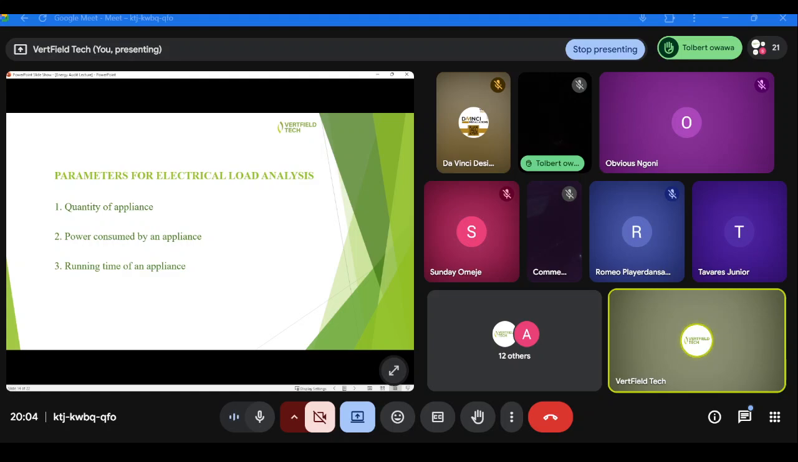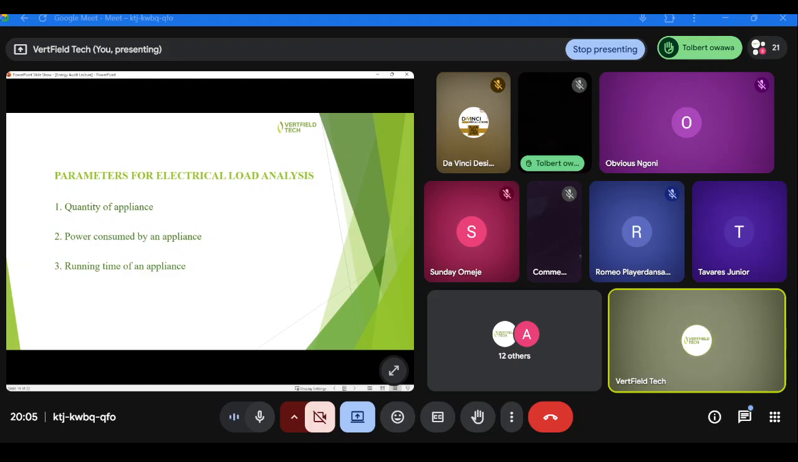These parameters are the things that will help you know what to do when you get to a facility, what to do when you meet a client, your conversation with the client and the responses you get from him. These parameters are what you will use to say, okay, this is the energy need being consumed by this facility.